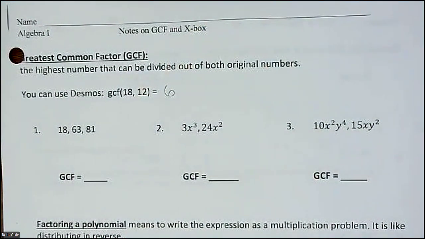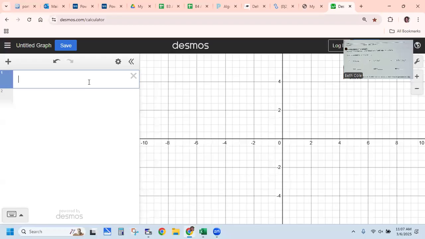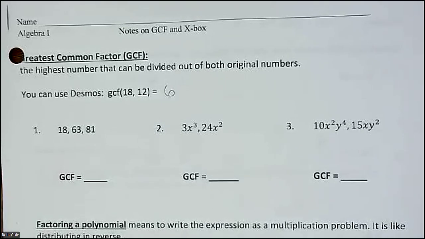Let me show you how to type it into Desmos. Are you looking? GCF, parenthesis, and then what were the two numbers? 18 and 12? 18 comma 12. You see that, how it tells you 6? So it'll do the numbers for you. It won't do the variables.